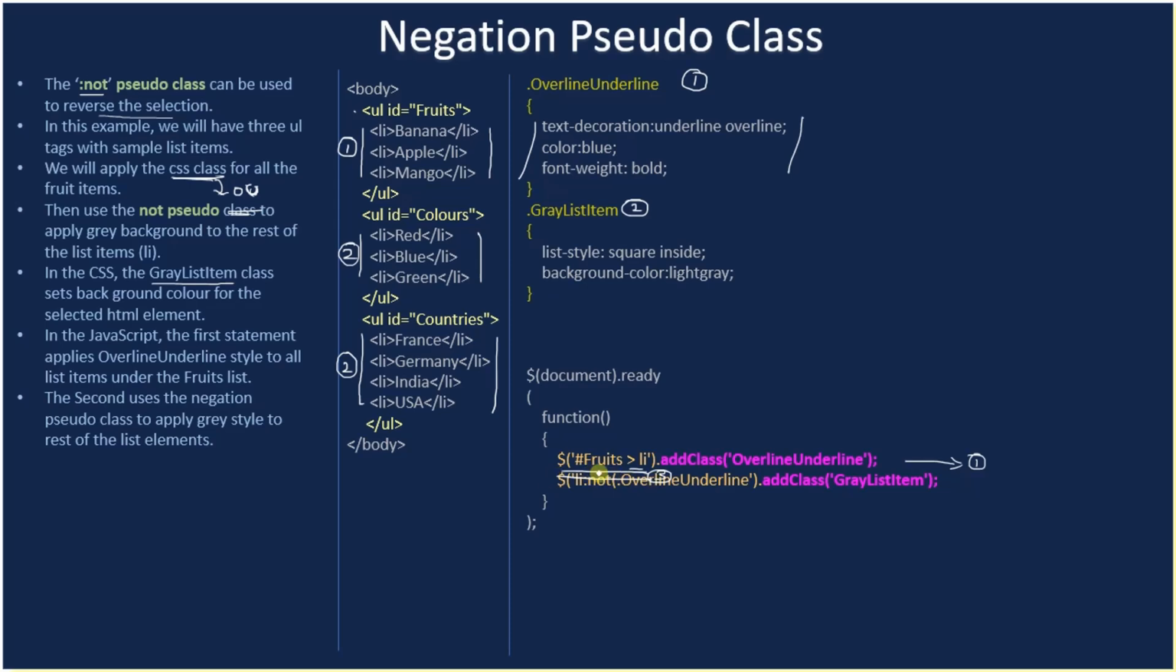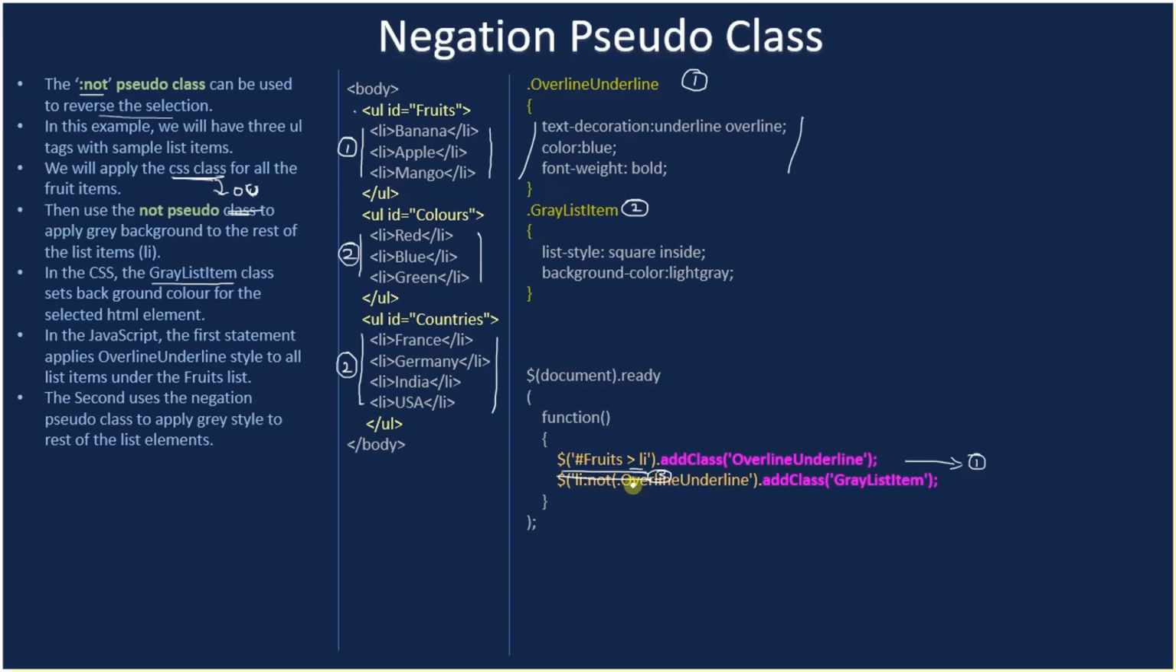Since he marked here with the white line, you may not be seeing it clearly. I will read it here. $li means select all list items. This is a pseudo class, double colon, not dot overline, underline, right?